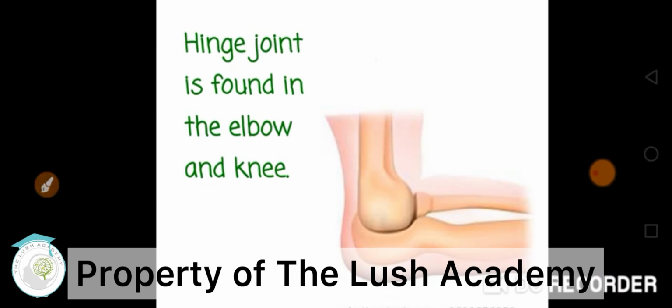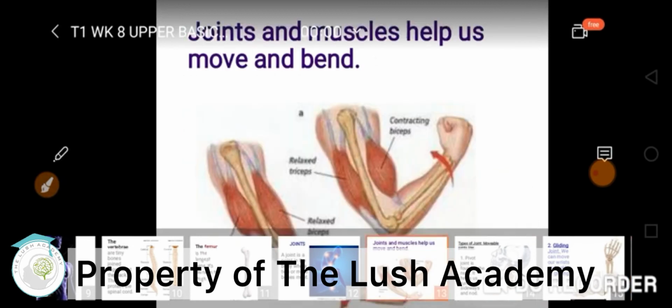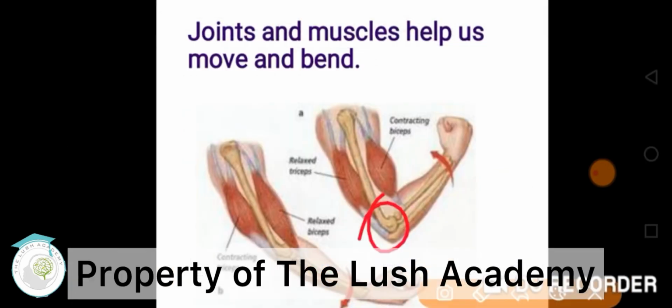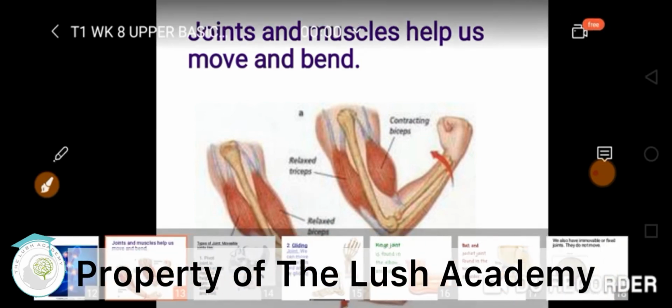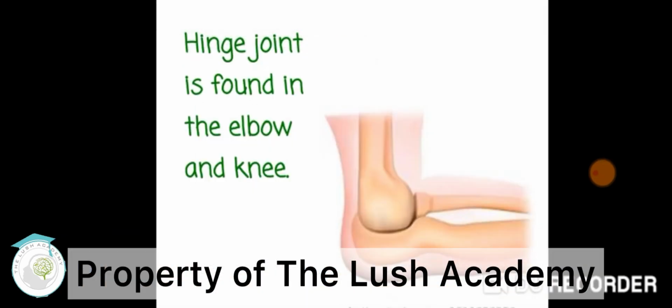Hinge joint, the one we saw just now on the elbow. This is a hinge joint. Hinge because it can move in only one direction. You can move up and down like that. So that's a hinge joint. It's found in the elbow and our knees also.